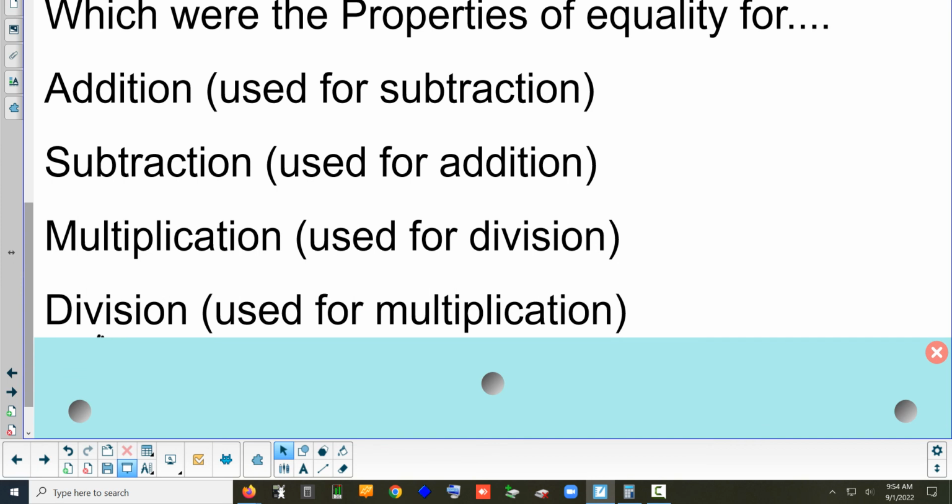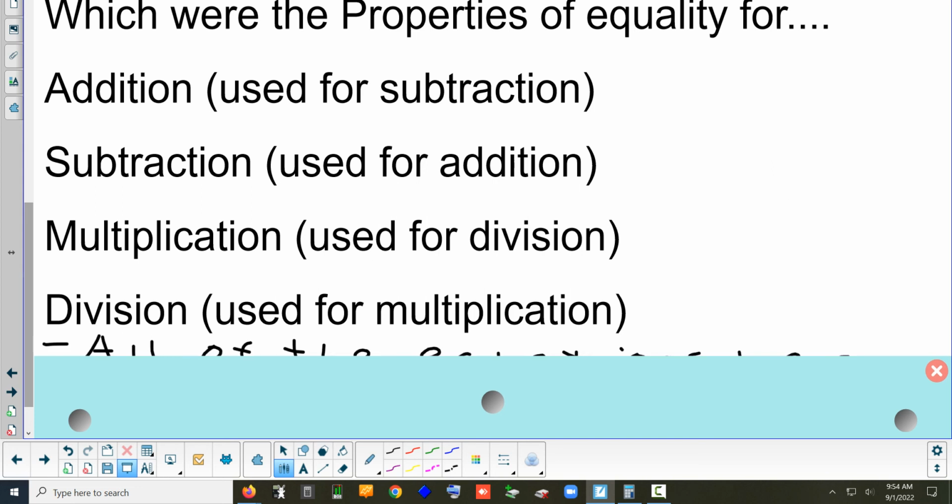And remember, each one cancels out its opposite. So you do addition when you have to cancel subtraction. You do subtraction when you have to cancel addition. When do you do multiplication? When you want to get rid of division. And if you want to get rid of division, you use multiplication. So each operation cancels out its opposite.